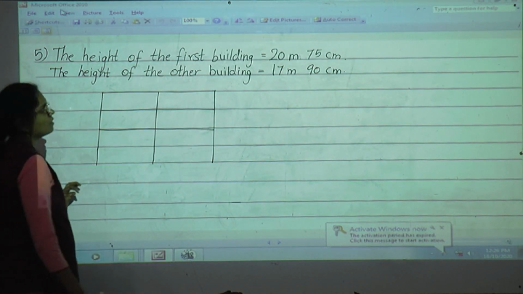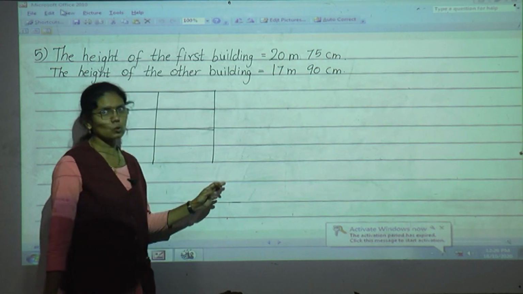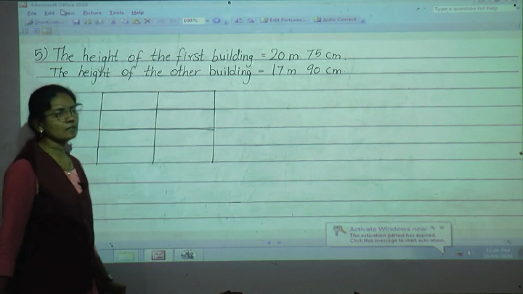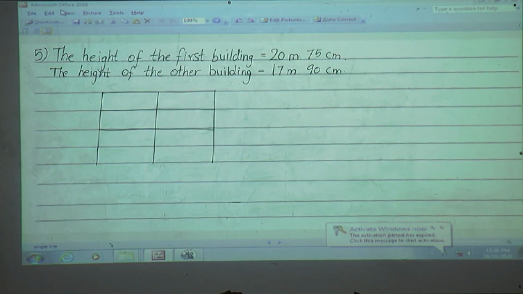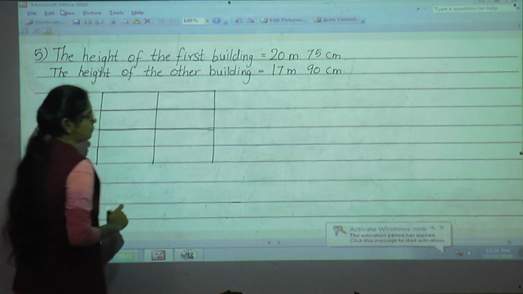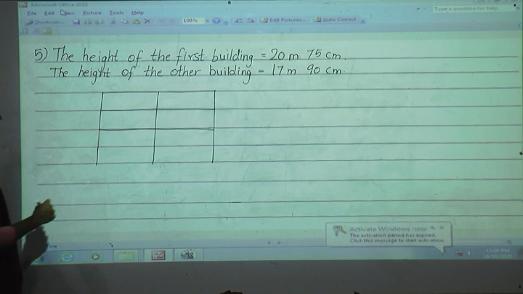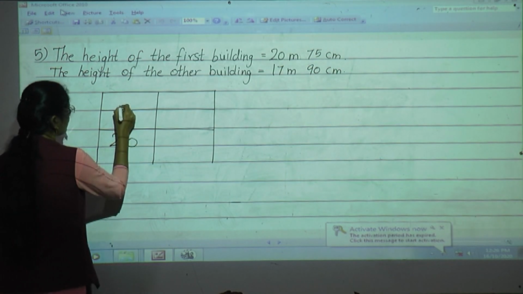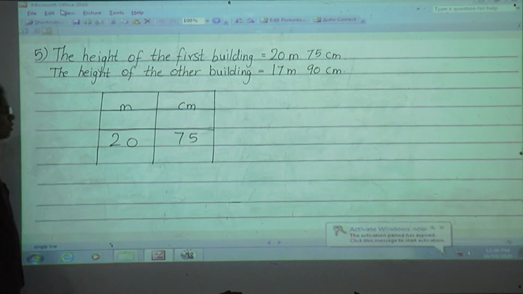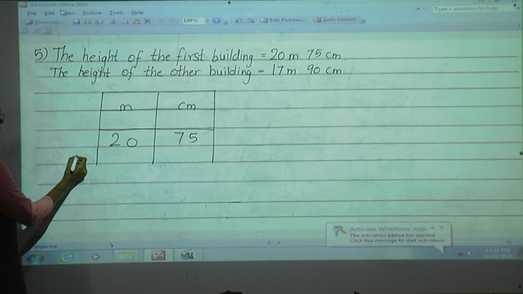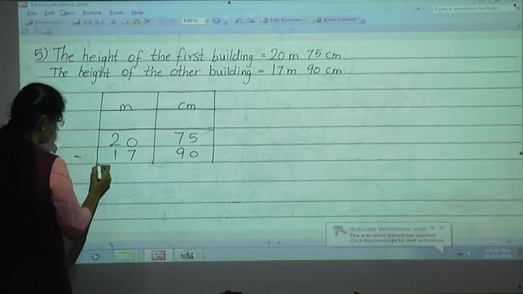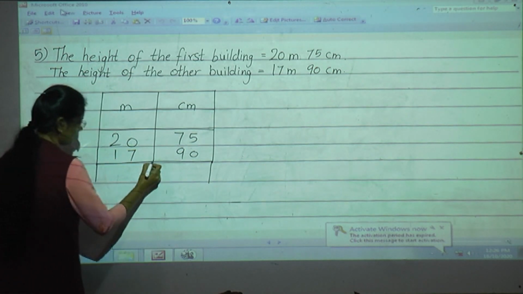See here, 20 meter 75 centimeter. Here two units are there. Now in between these two units, which one is bigger? Yes, meter is the bigger unit. So you have to compare the bigger unit. 20 meter and 17 meter. Which one is greater? 20 meter is greater. So from 20 meter we have to subtract 17 meter. Okay. So 20 meter 75 centimeter minus 17 meter 90 centimeter. Now we will do the subtraction.